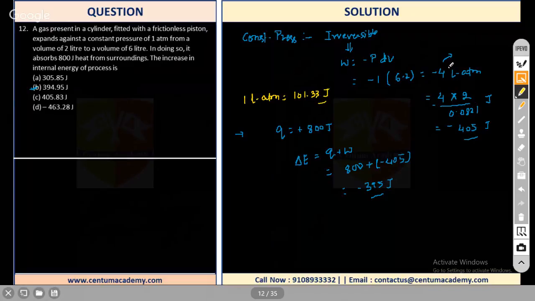Or if you use directly, 4 ATM liter is equal to what? 4 into 101.3 joule. And that is approximately 405 I have taken here. Right. Next question.